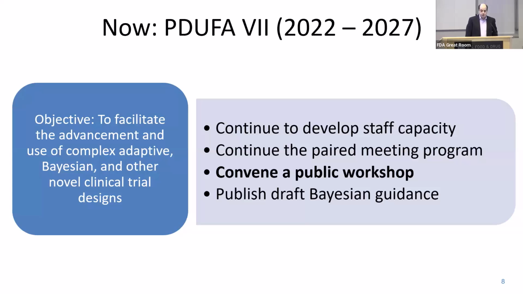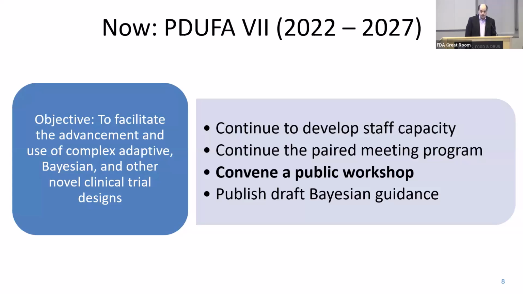So that brings us to PDUFA VII, the 7th iteration of the Prescription Drug User Fee Act, which we're in now. It runs from 2022 to 2027. The objective is similar to PDUFA VI: to facilitate the advancement and use of complex adaptive, Bayesian, and other novel clinical trial designs. One interesting difference is that the objective now explicitly mentions Bayesian.